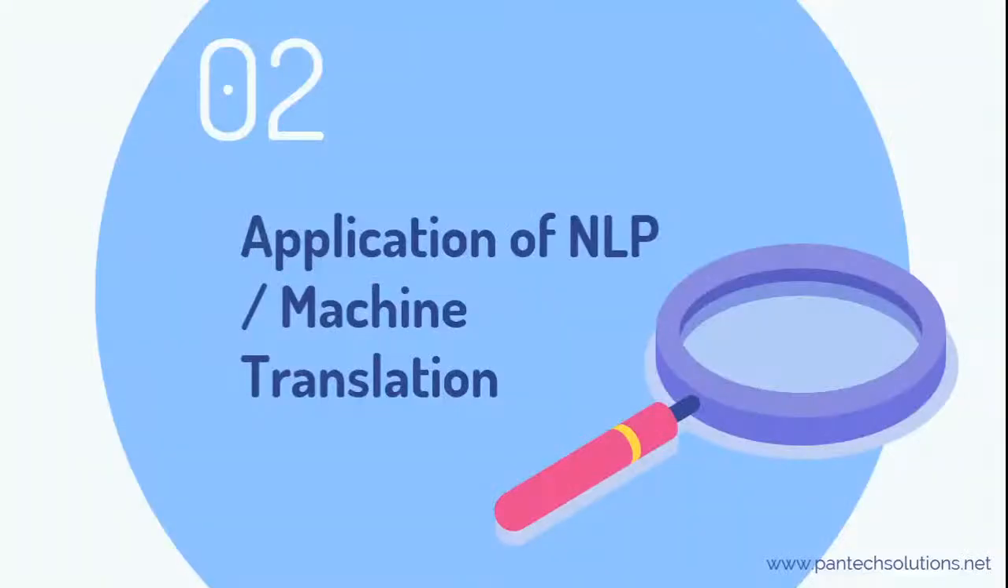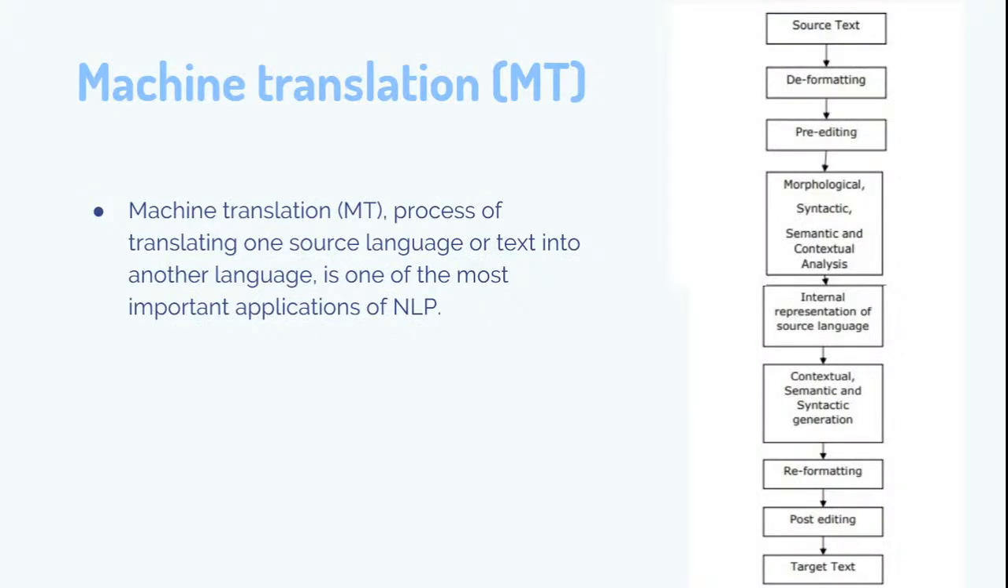Now, applications of NLP, such as machine translation. How do we do machine translation, and how does it process? Machine translation is nothing but the processing of one source language or text into another language. That is called machine translation. This is one of the most important applications in NLP.